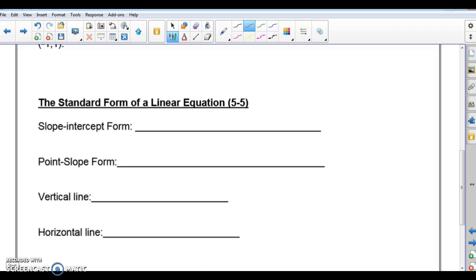Hi guys, today we're going to talk about standard form of linear equation. Before we do that, let's go over the forms that we've learned so far. What is slope-intercept form? Slope-intercept form is y equals mx plus b, where m is the slope and b is the y-intercept. What's the point-slope form? y minus y1 equals m times x minus x1.